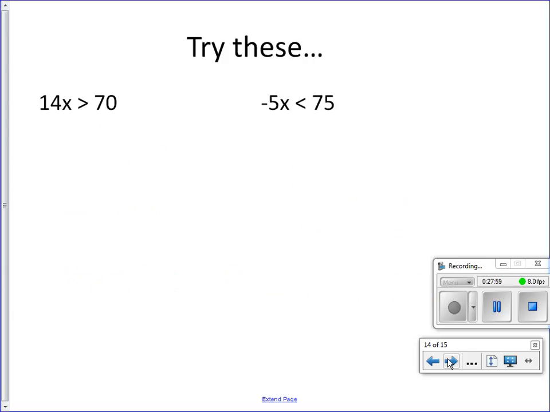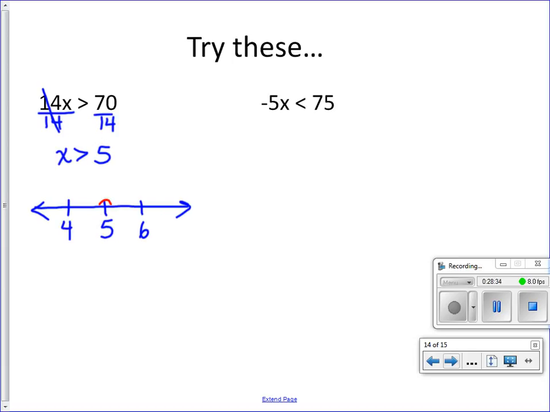All right, a couple from scratch. Here I have 14 times x is greater than 70, so I'm going to divide by 14 to undo. 14 over 14 is equal to 1. 1 times x is simply x. 70 divided by 14 is 5. When I graph, I'm going to put 5 here, 6 will be to the right, 4 to the left, and I will have an open circle at the 5 since it's not equal to 5, and x is all numbers greater than.